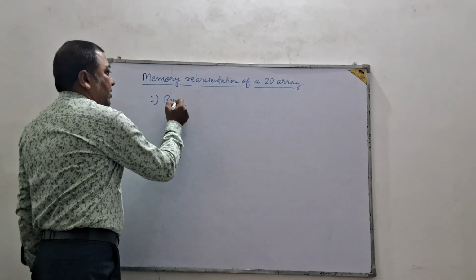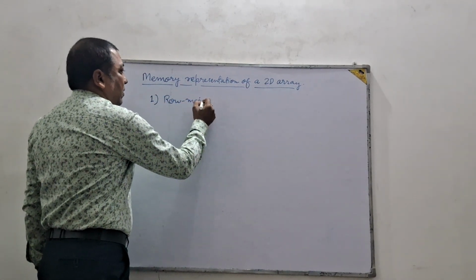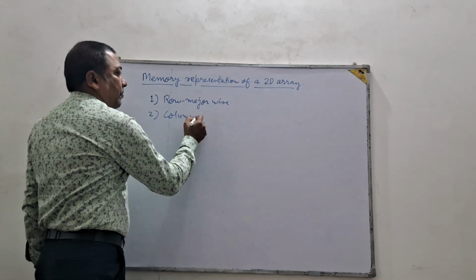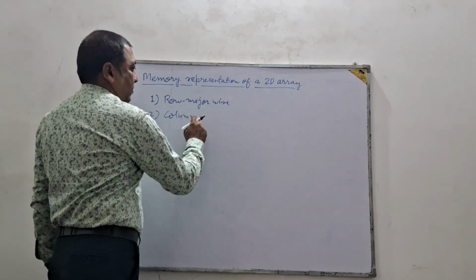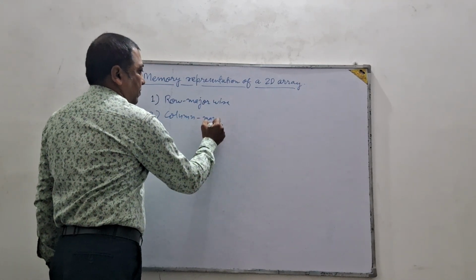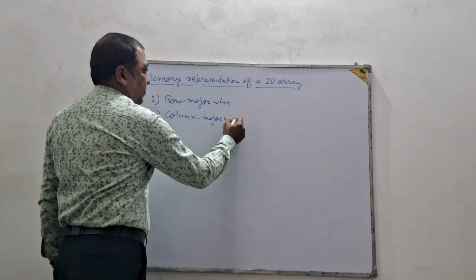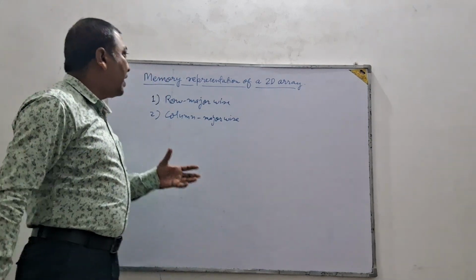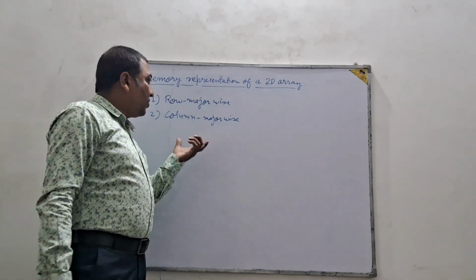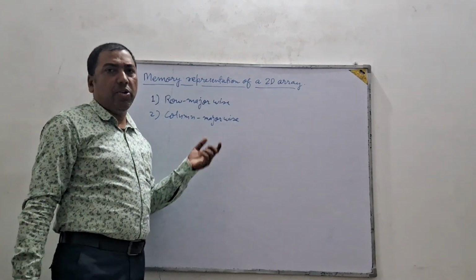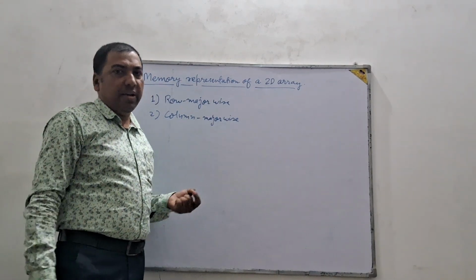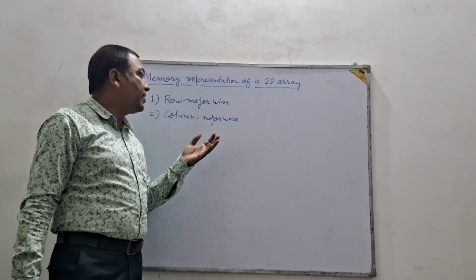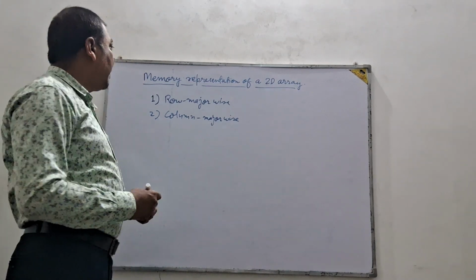One is row major wise and the second is column major wise. As you know, every variable has a memory location and an array is a continuous memory allocation. So when we declare any array, either a 1D array or a 2D array, it occupies some memory space and every block contains some address. How the address is allotted in memory, we will discuss with the help of this.